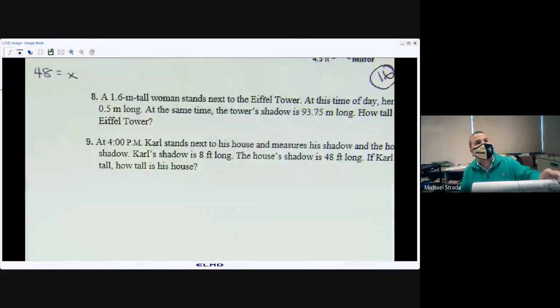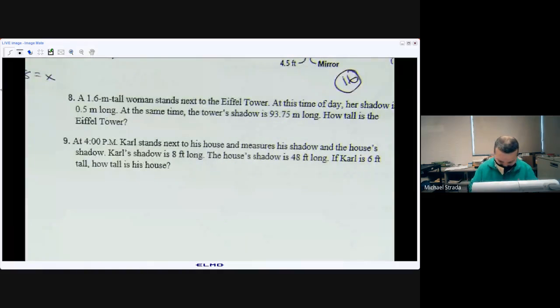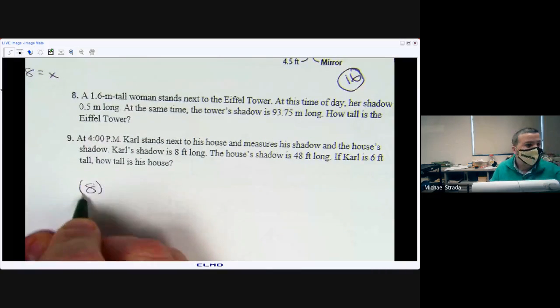Okay, a 1.6, I was about to say million tall woman. A 1.6 meter tall woman stands next to the Eiffel Tower. At this time of day, her shadow is 0.5 meters long. At the same time, the tower's shadow is 93.75 meters long. How tall is the Eiffel Tower?